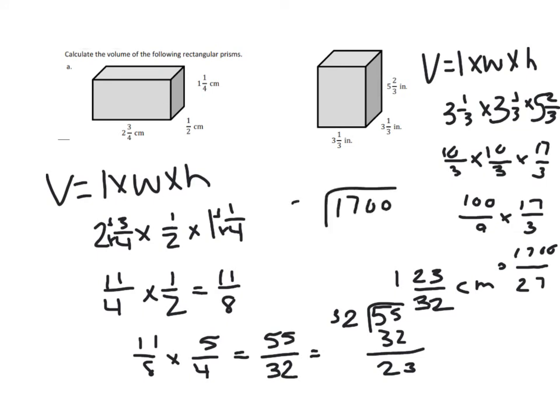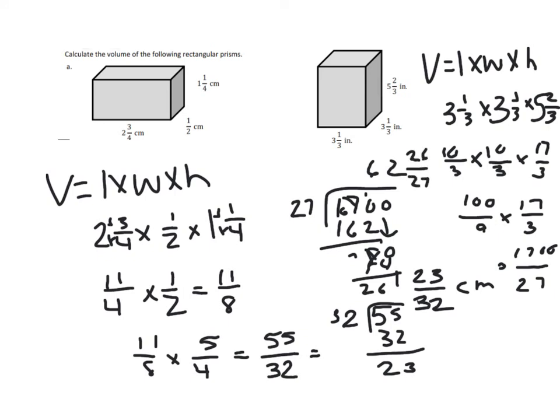And if I divide that, I'll get my answer. I'm going to save a little time here, and I'm going to do 27 times 6, which is 162. When I subtract, I get 8. I bring down the 0. 27 goes into 80 2 times. 27 times 2 is 54. And you subtract and get 26 out of 27, and that's cubic inches. So the volume here is 62 and 26 over 27 cubic inches.